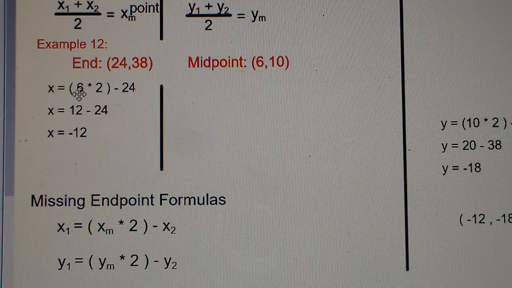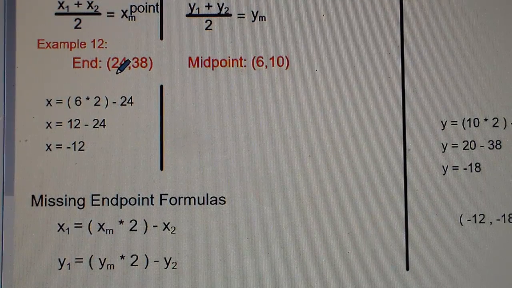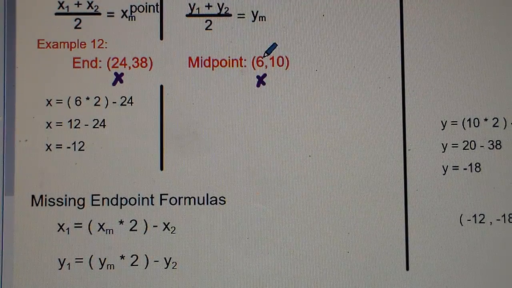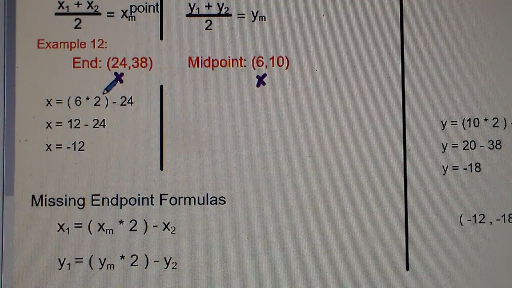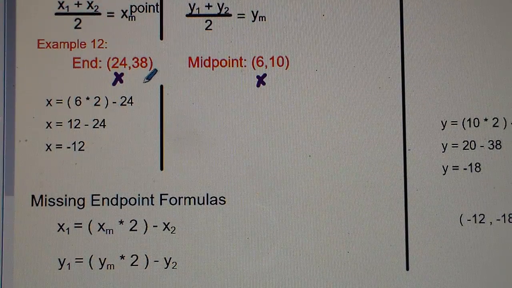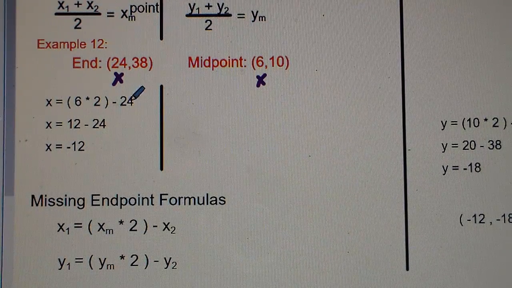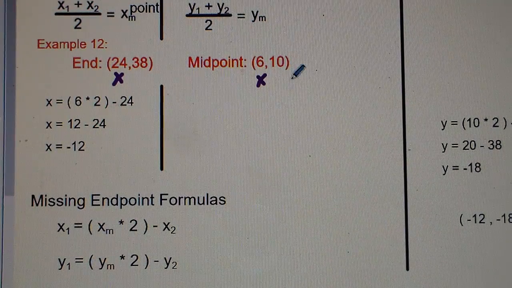So we solve for x. Remember, our x values are first in the coordinates, so x is 24, and our midpoint x value is 6. So 6 times 2 is 12. Then we're going to subtract the other endpoint x value, 24. So 12 minus 24 gets us x equals negative 12.